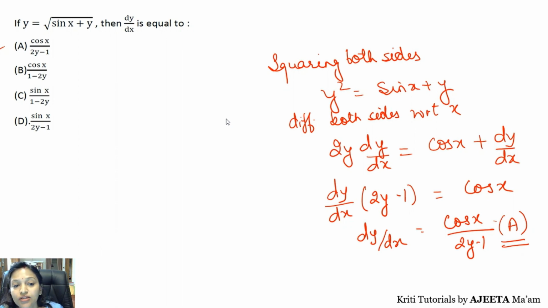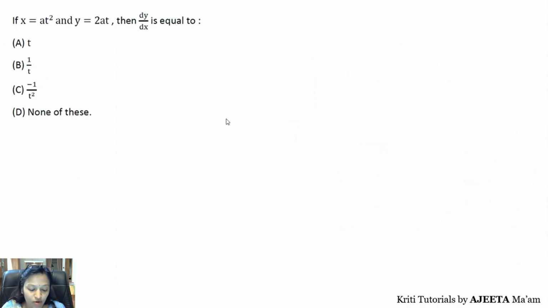Correct? So A is the correct option: cos x upon 2y minus 1. Right? Now let's see the next. This is a question based on parametric equations. It's a simple 1 mark question.